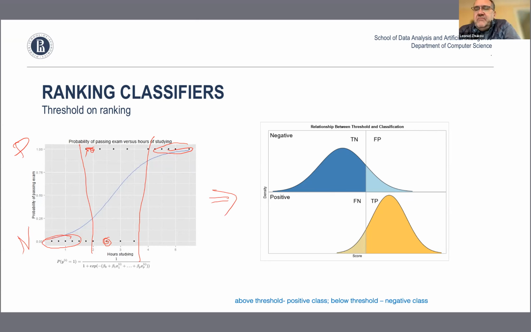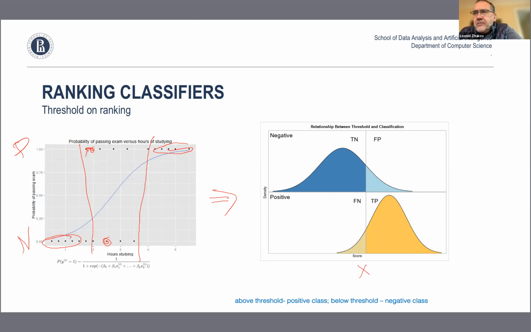If we put the score from the classifier on the x-axis, then we can look into the distribution of data points based on the classifier score. And that's our evidence, if you wish.